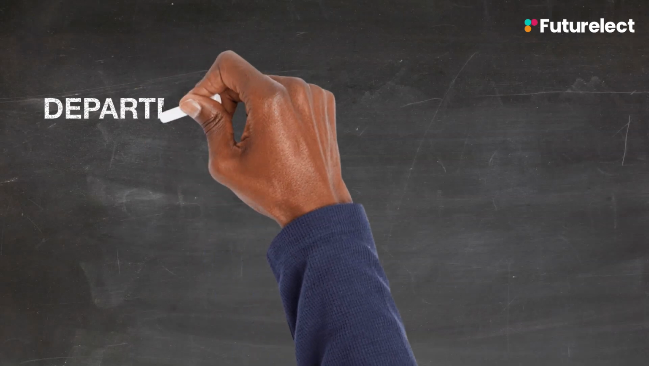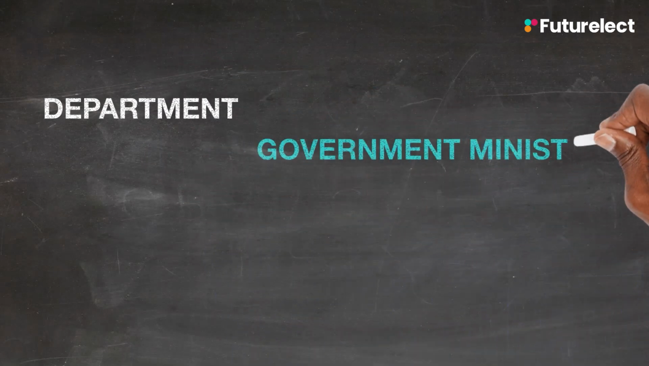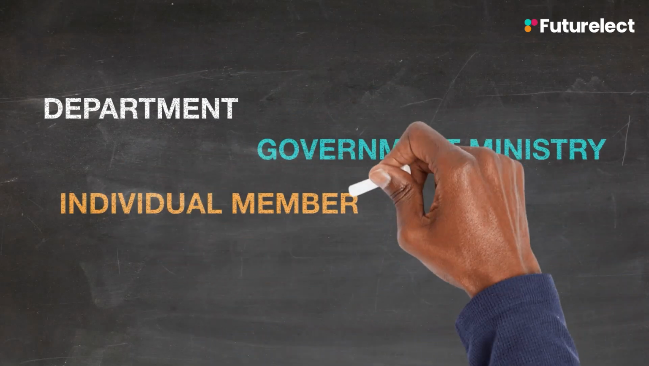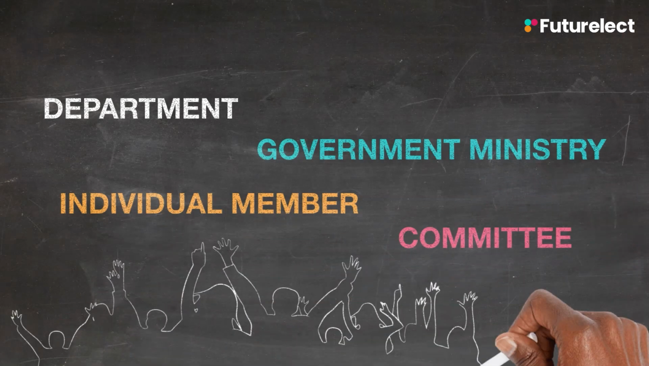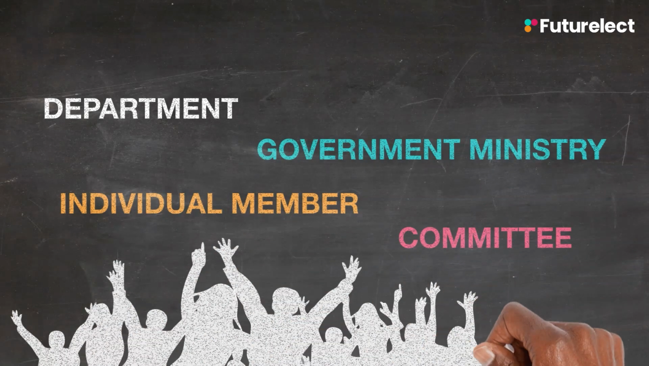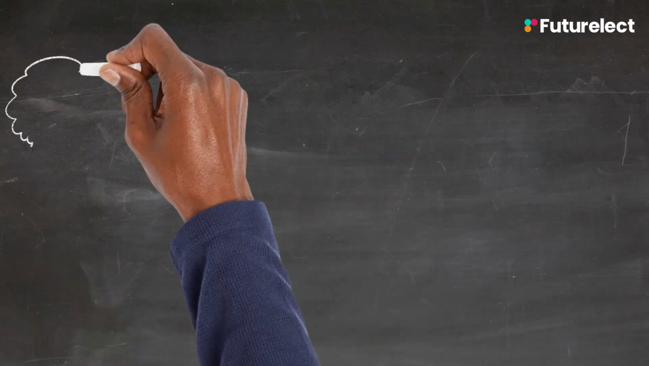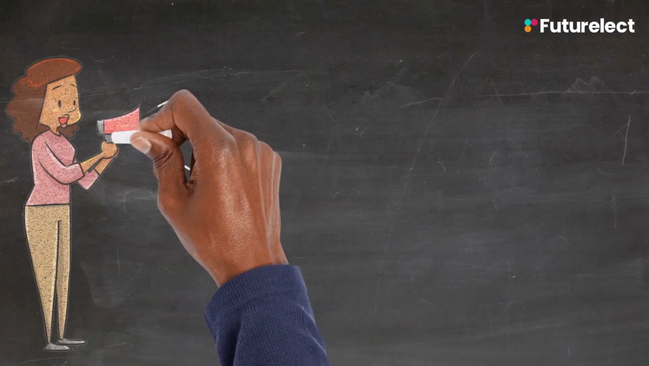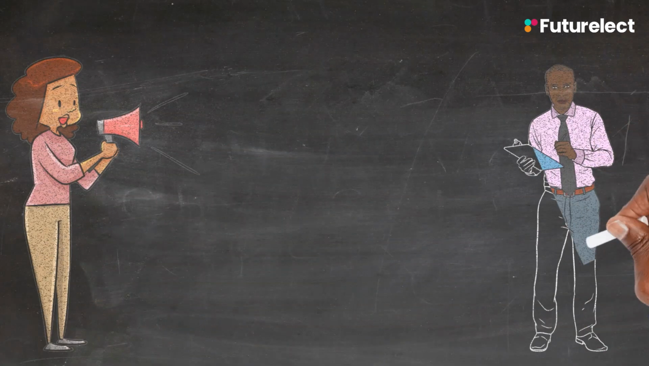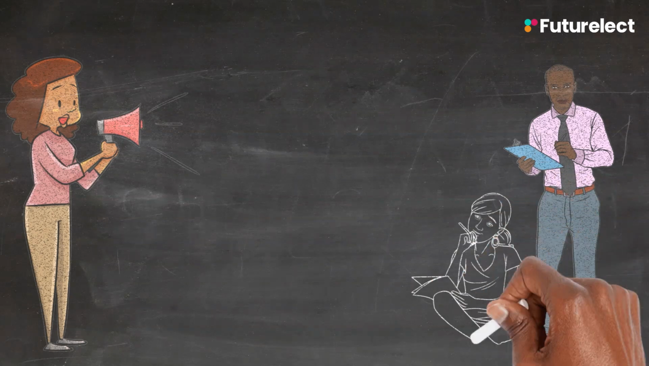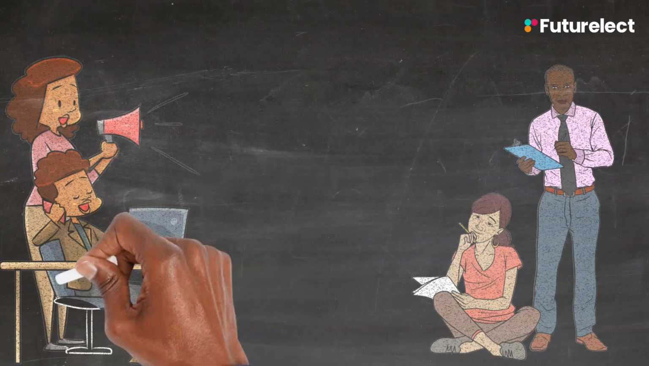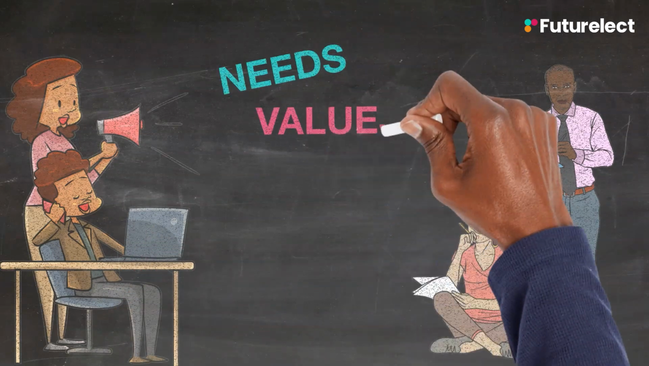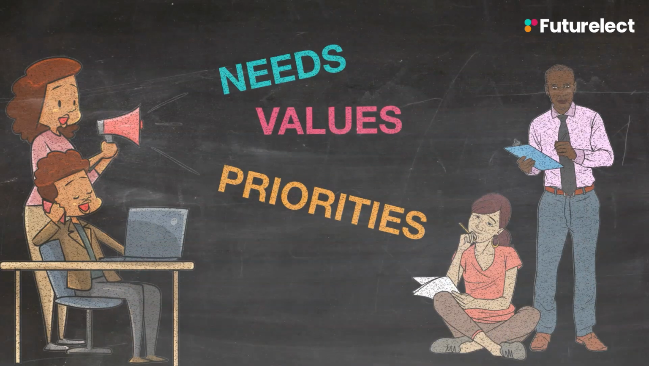Whether it's a department, a government ministry, an individual member of Parliament, or a committee that initiates or drafts a bill, public participation is required in the formation of every draft law. This ensures that we as citizens have a say in the early development and formulation of laws that govern our lives. By being more actively involved, we can help create laws that reflect our needs, our values, and our priorities, leading to a more inclusive and democratic society.